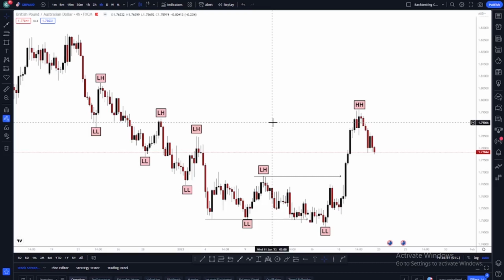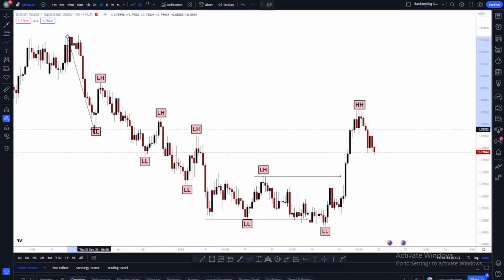So first of all, let's identify our market structures. Right? So first, price came down to create this lower low. Went ahead and created this lower high. Continued back down to create this lower low. Went back up to create this lower high. Why is this a lower high? Because this high is lower than that of this high. So this is considered our new lower high.